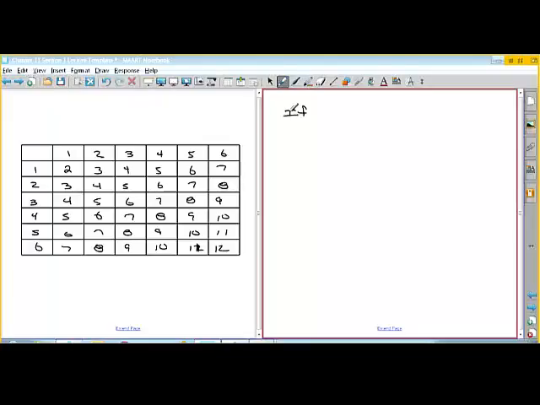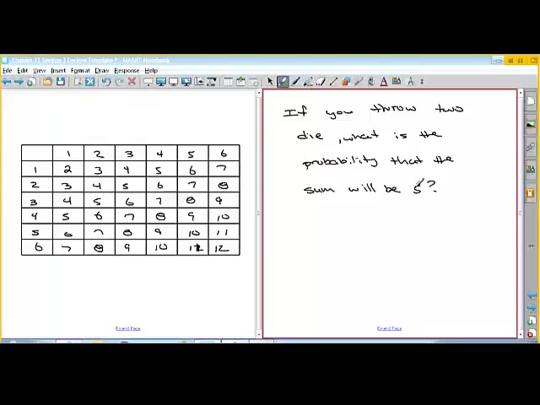So if I ask the question, if you throw 2 dice, is that proper? Throw 2 dice. What is the probability that the sum will be 5? So, what is our favorable event?